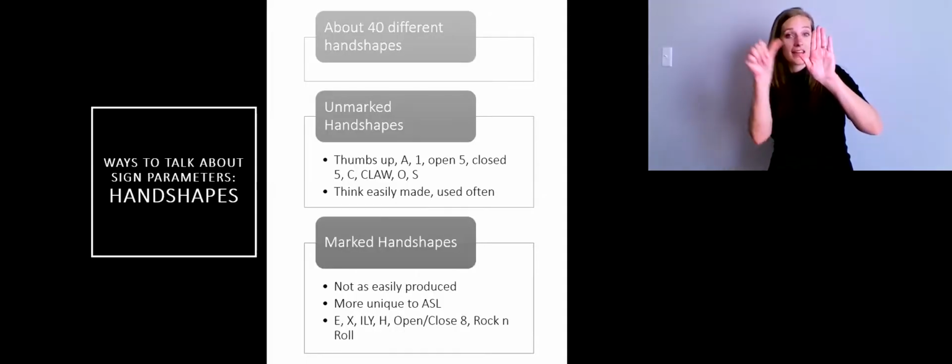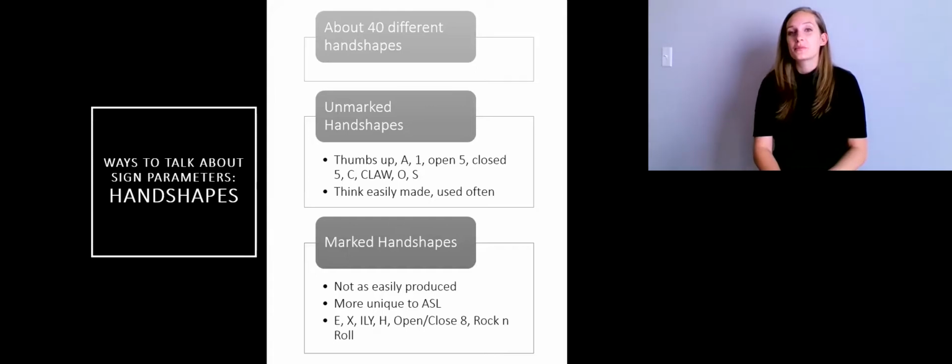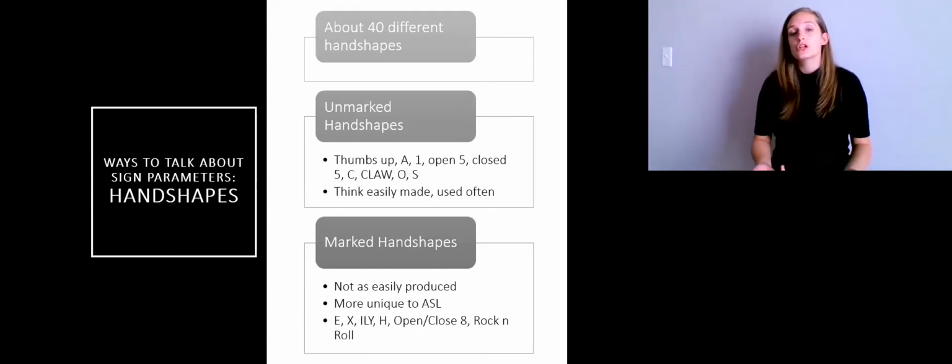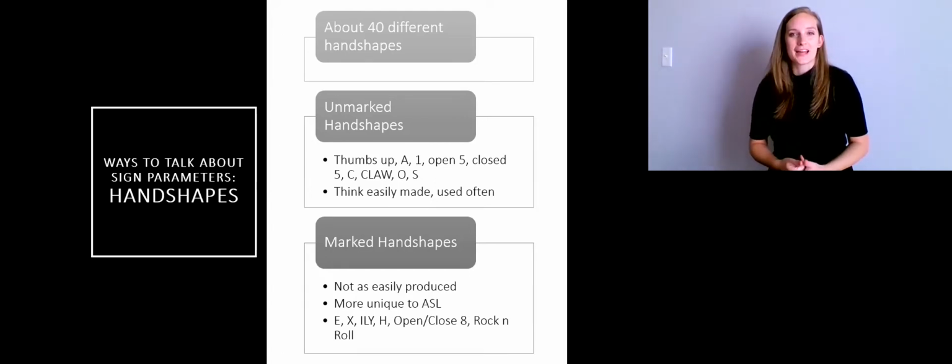Handshape is just one of the parameters that we're going to talk about within this module. Handshape quite literally means which shape are we using to produce that sign or vocabulary word. So within ASL, we have about 40 different handshapes that we're going to use to produce our ASL symbols or signs. So we break these up into two categories.